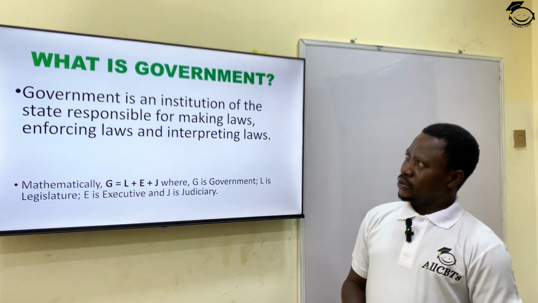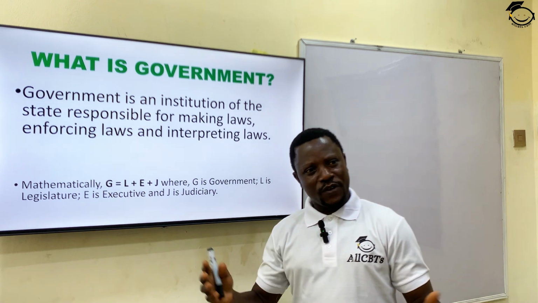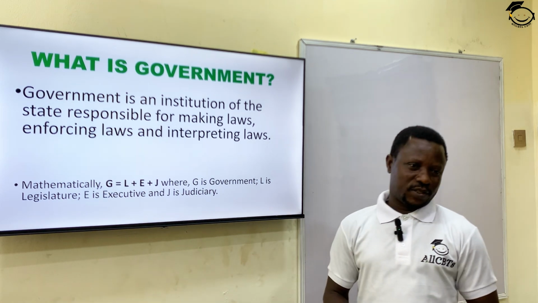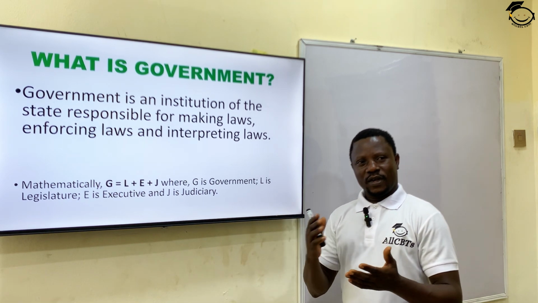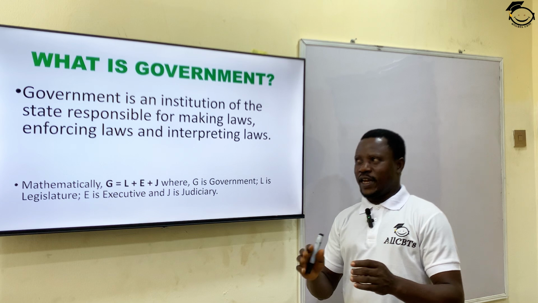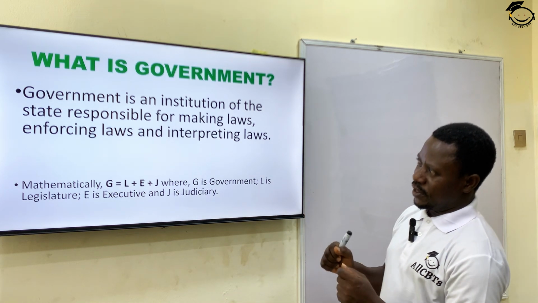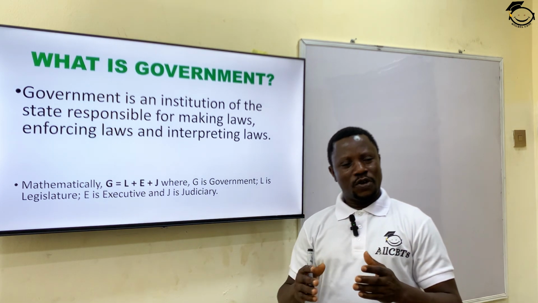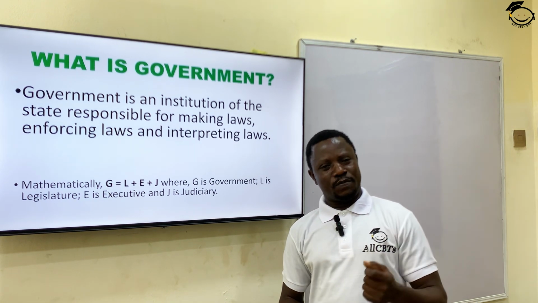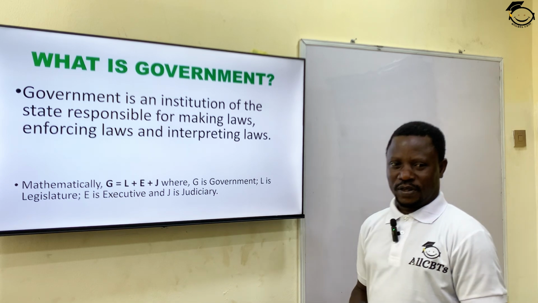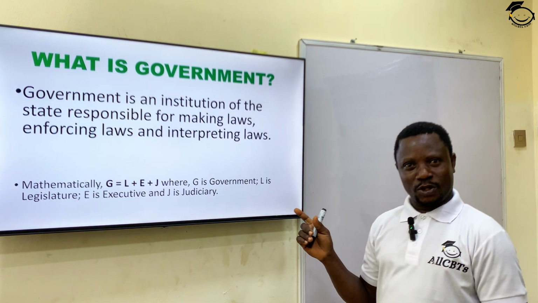Now, students, how can we define this subject, government? Very simple. Government can be defined as an institution of the state that is responsible for making, for enforcing, and as well for interpreting laws.